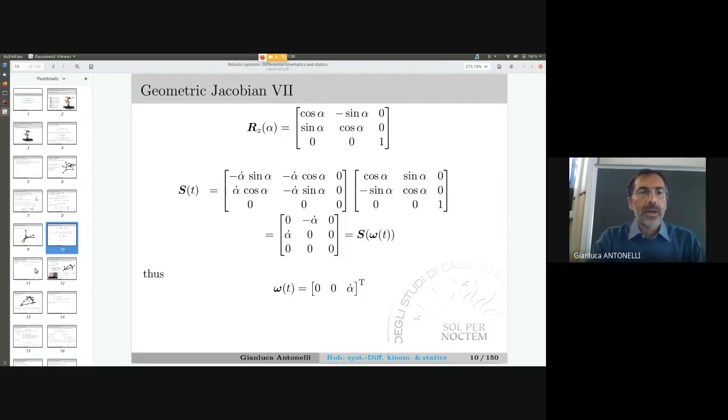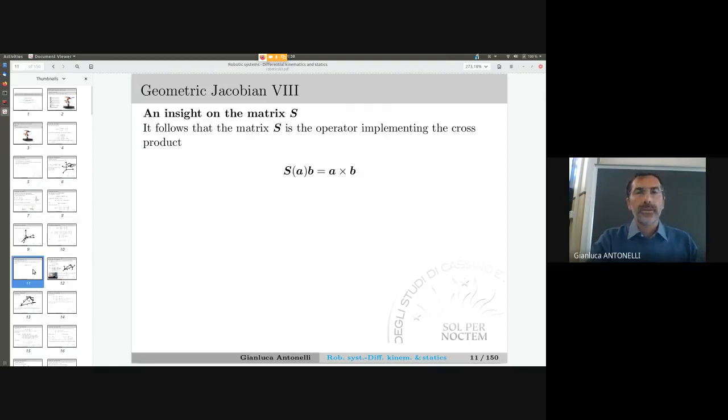Just to visualize a little bit and to understand. Now we are able to compute the time derivative of the rotation matrix. It follows that the matrix S can be used in order to compute the cross product. So if I need to write equations and I need a compact representation of the cross product between two vectors, I can use this notation. We notice this and we will use it later on.